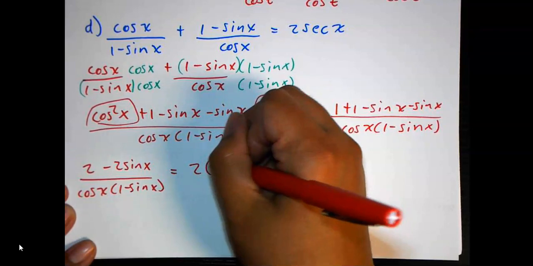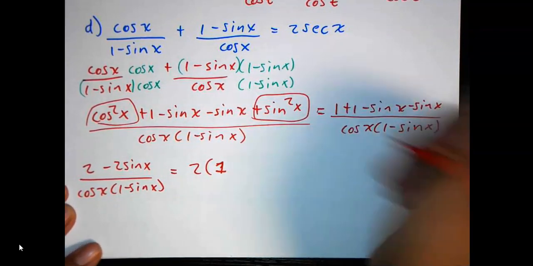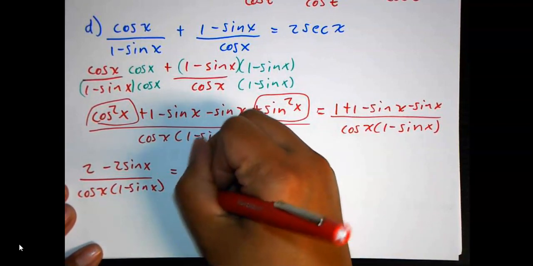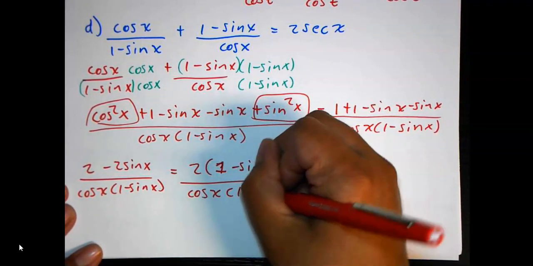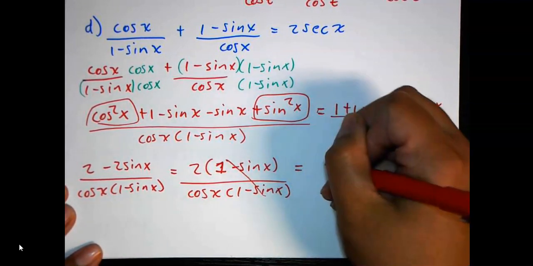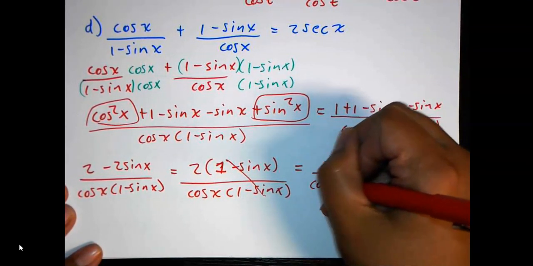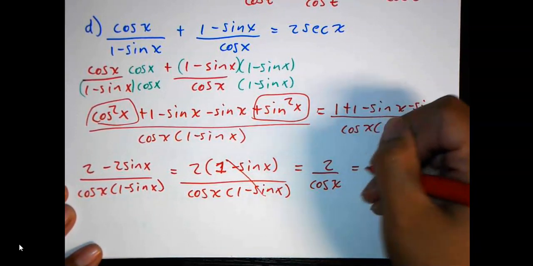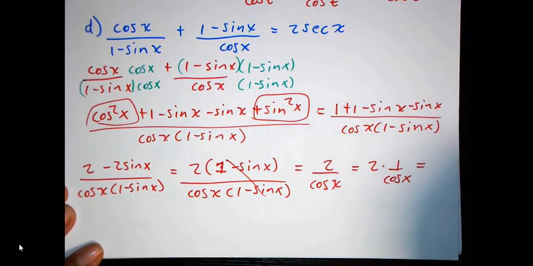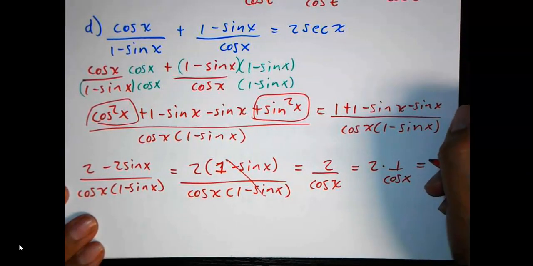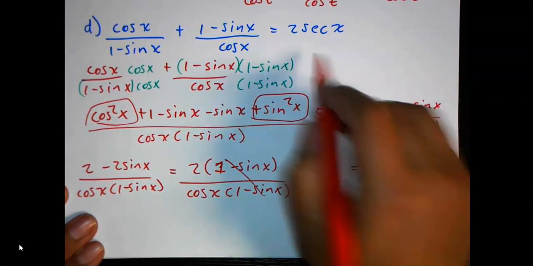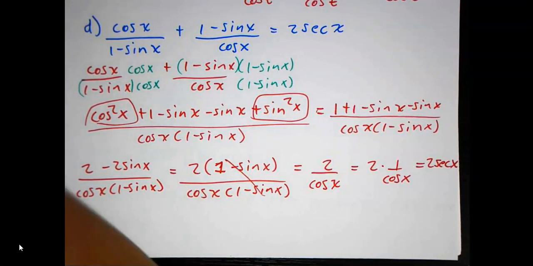From here, we can factor a 2, so I get 2 times 1 minus sine of x over cosine of x times 1 minus sine of x. Same in the numerator and denominator, so I can cancel it out. Cosine of x, so I can rewrite it as 2 times 1 over cosine. And 1 over cosine is secant, so I'll get 2 secant of x, and that's where I wanted it to end.